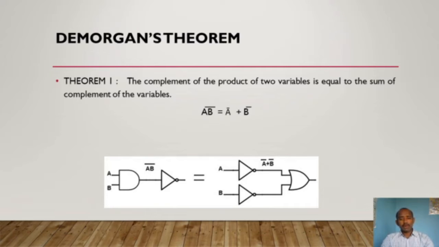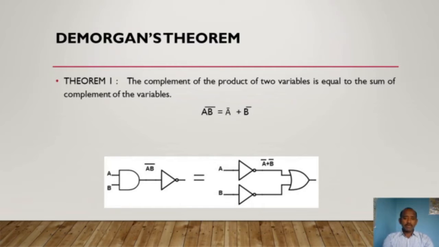Here the complement of the product of two variables means A dot B is a product of variables, and its complement is (A dot B) bar. That will be equal to the sum of the complements of the variables. The variables are A and B, so it is A bar plus B bar. We are adding those two, the sum of the complements of the variables.